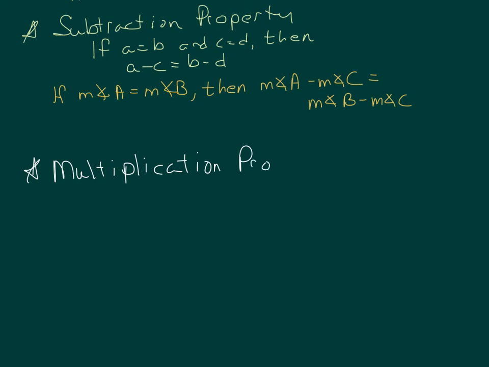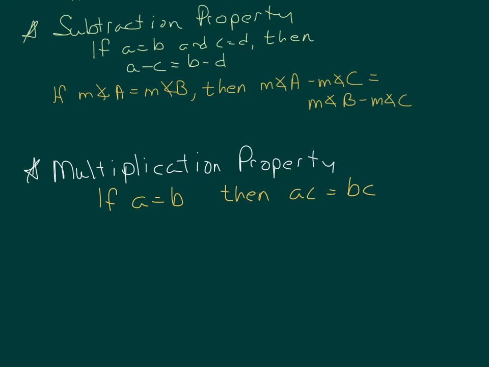You will be using these properties on today's assignment, the multiplication property, which says if A equals B, then AC equals BC. You're multiplying both sides of the equation by the same thing. These are all properties that you use every time you solve an equation.